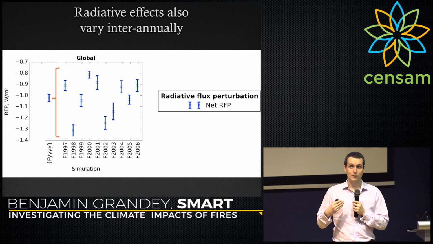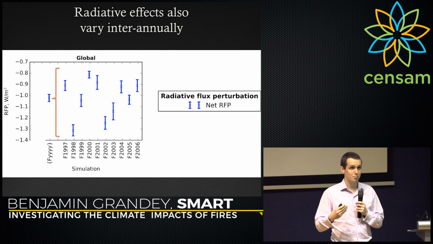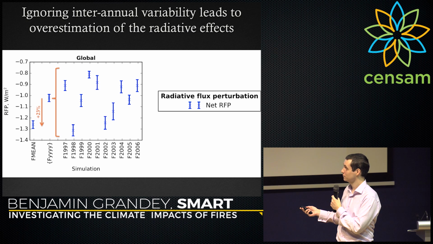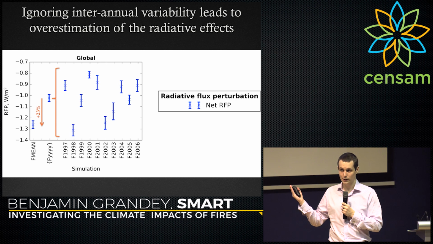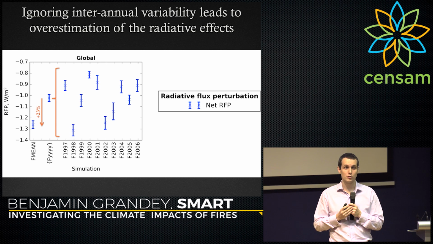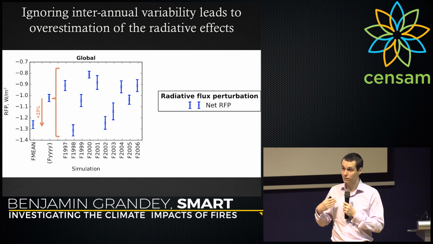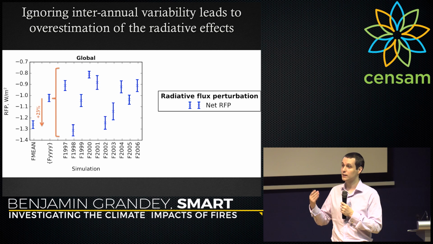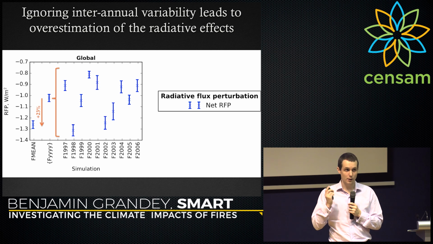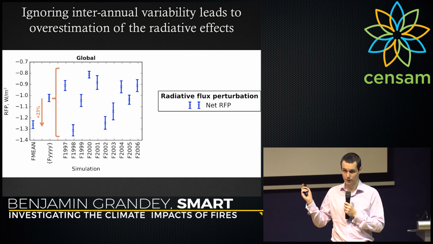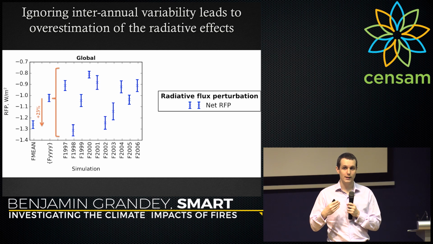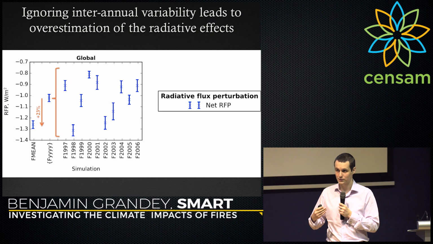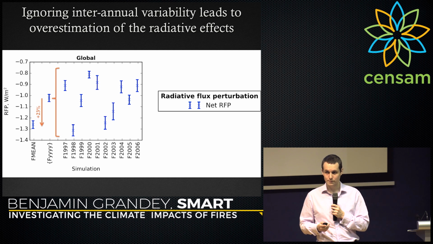If we look at the simulation using the mean emissions, F-mean, we find that the strength of that cooling effect is overestimated by about 23%. So this shows that the conventional approach of ignoring interannual variability can overestimate the strength of the cooling effect. And this is likely due to the non-linear influence of the aerosol particles on the clouds.